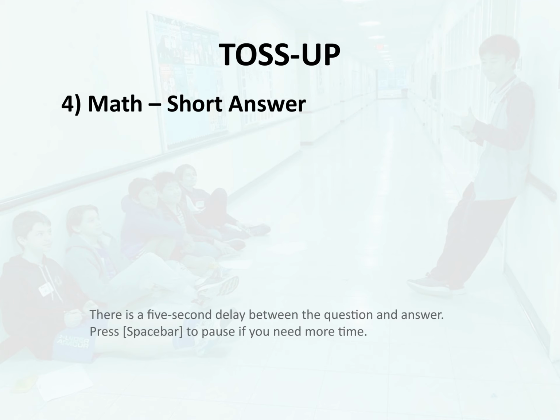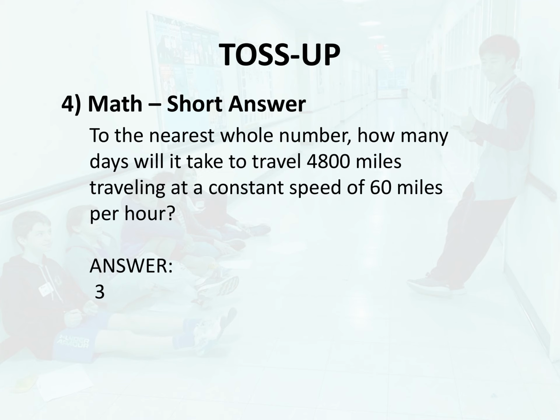Toss-up 4. Math, short answer. To the nearest whole number, how many days will it take to travel 4,800 miles traveling at a constant speed of 60 miles per hour? Answer: 3.